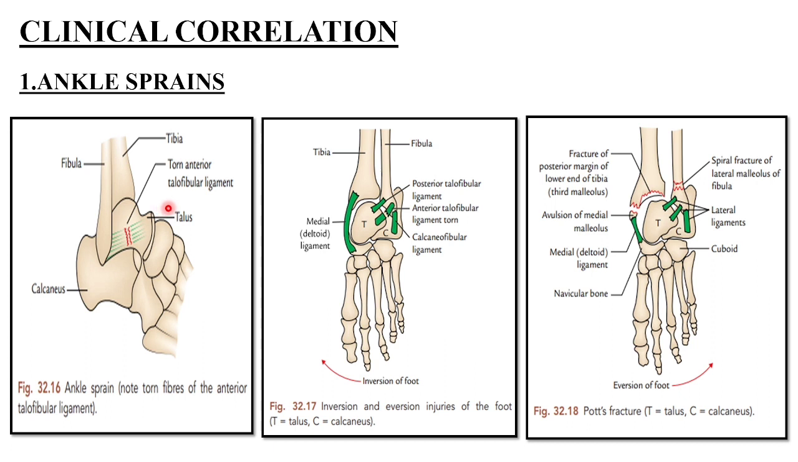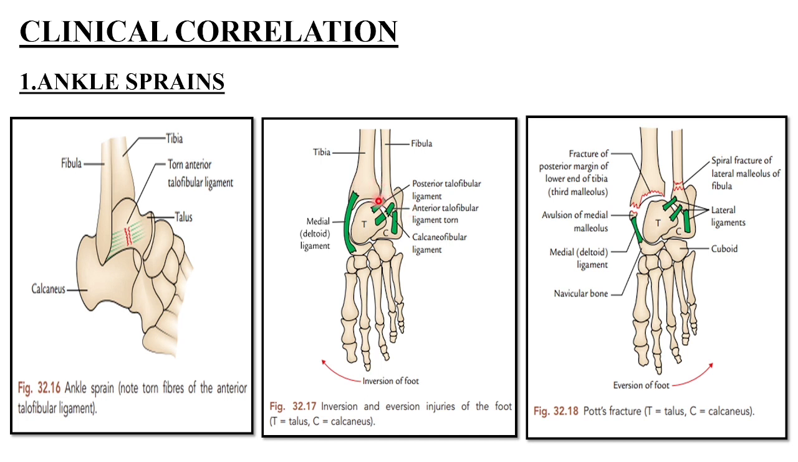So that is known as your ankle sprain, and it is usually caused by a fall from height or an ankle twist. So both your lateral collateral ligament and your medial collateral ligament can be injured. There are two types of injuries occurring during these ankle sprains: either injury to your medial collateral ligament or injury to your lateral collateral ligament.